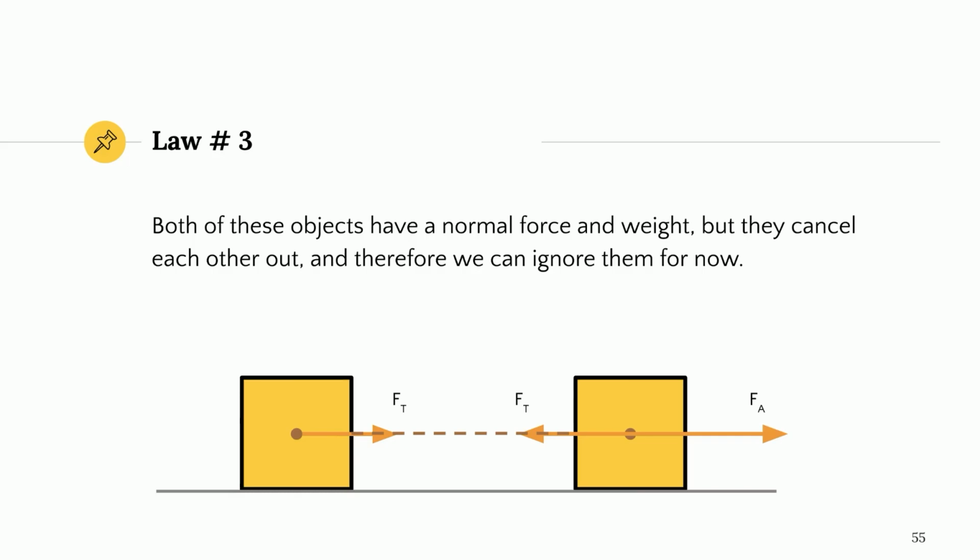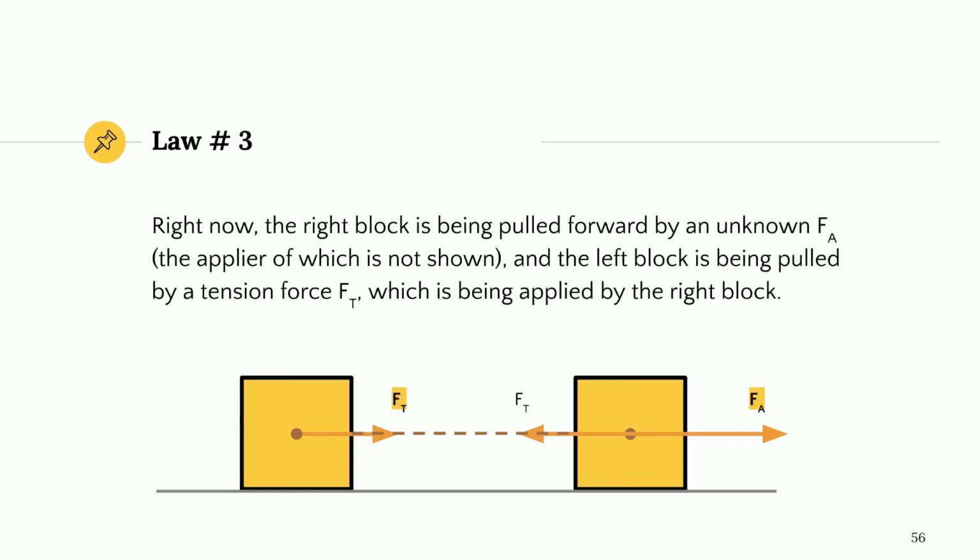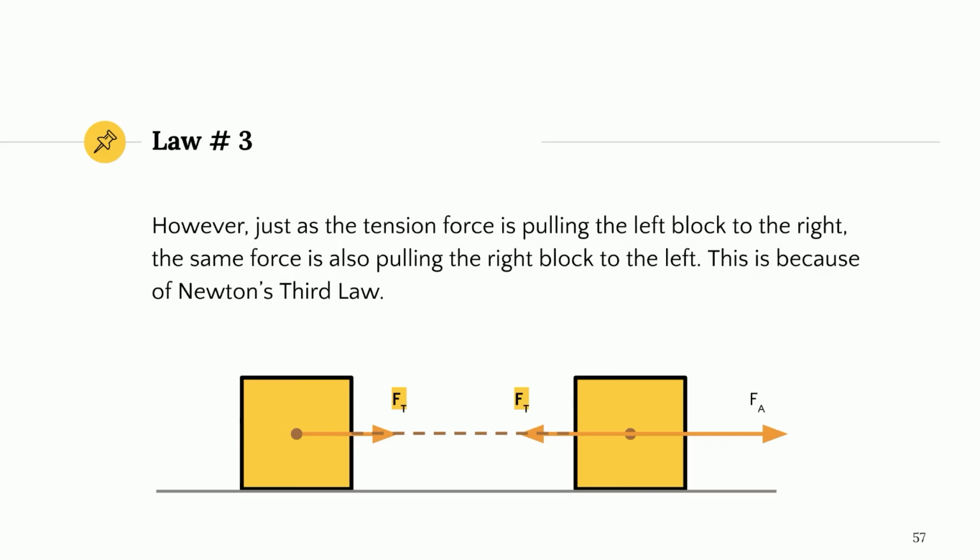So now we just have three forces: two tension forces signaled by F of T and one applied force, F of A. Right now, the right block is being pulled forward by an unknown F of A, the applier of which is not shown. And the left block is being pulled by a tension force F of T, which is being applied by the right block. However, just as the tension force is pulling the left block to the right, the same force is also pulling the right block to the left. This is because of Newton's third law.